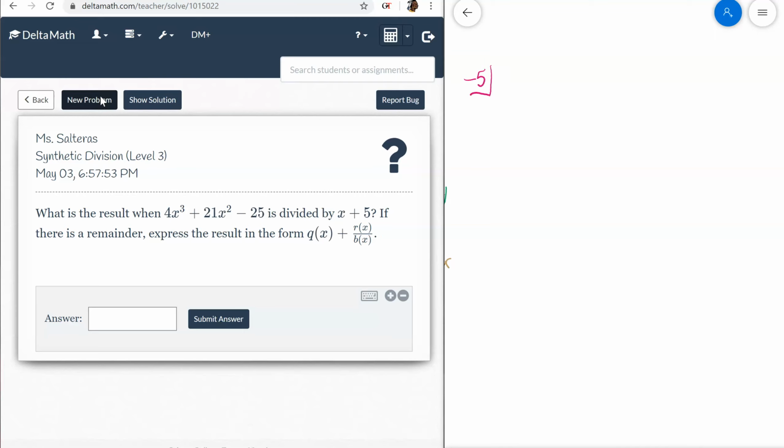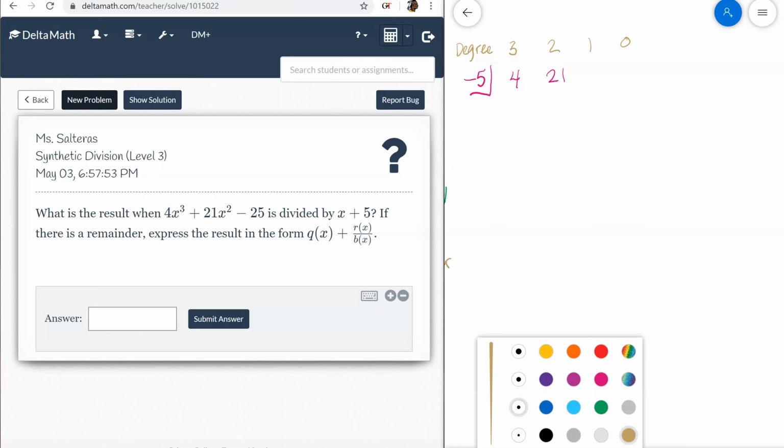All right, so my coefficients. So here, I guess I just flip-flop my colors. All right, so my degree, we start with 3 is the highest, 2, 1, 0. All right, so here we have 4 for the degree of 3. We have 21 for the degree of 2. And notice we're missing the one for the first power. So this is where we're going to put that filler 0.